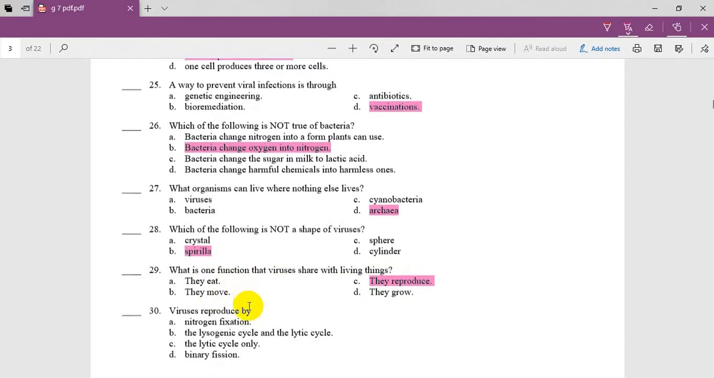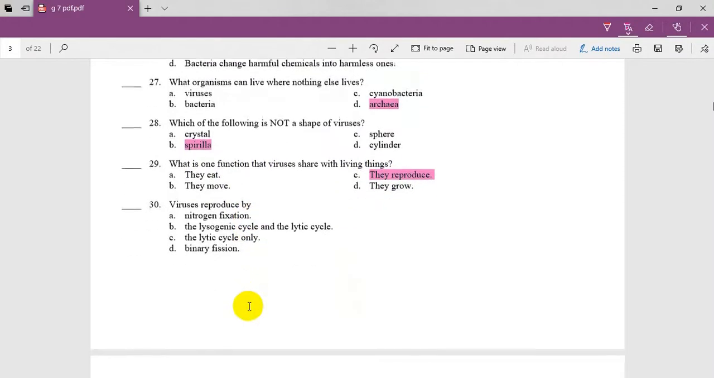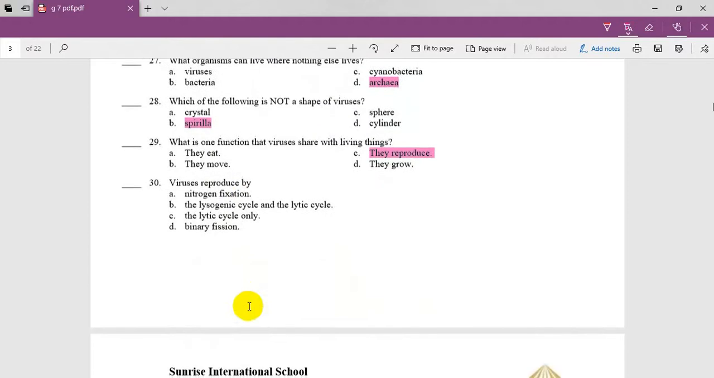Question 30. Viruses reproduce by two cycles. The lysogenic cycle, where they stay inactive for a while, and the lytic cycle, where they become active once they enter the cell. So the two ways they reproduce are the lysogenic cycle and the lytic cycle. So the answer is letter B.